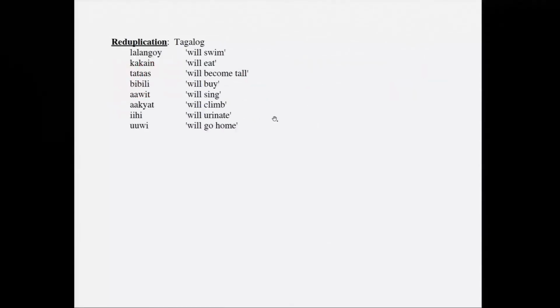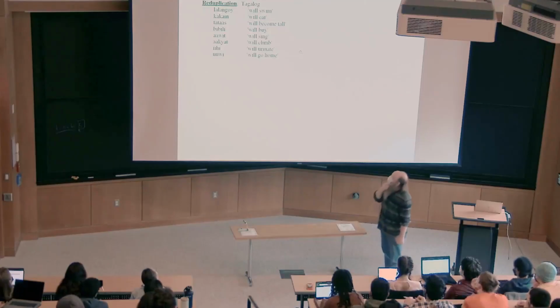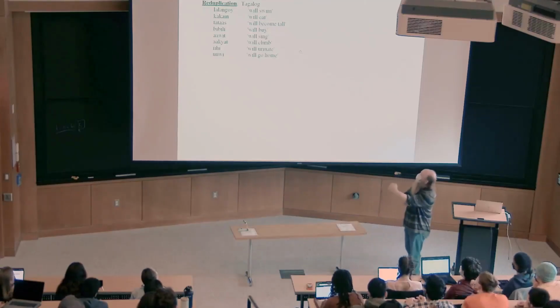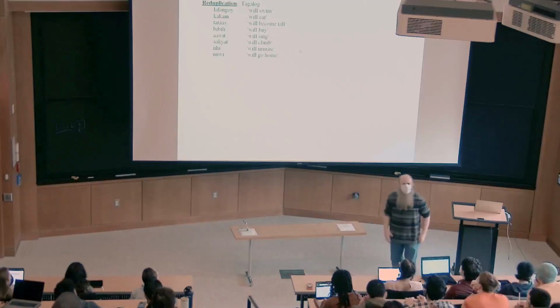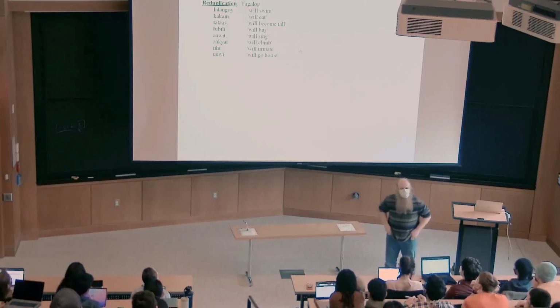Tagalog again. Tagalog has another kind of morphology which is cool. It's called reduplication. This is how you form the future tense of certain types of verbs in Tagalog. So the future of swim is lalangoy. The future of eat is kakain. The future of become tall is tataas. What's the future morpheme in Tagalog?